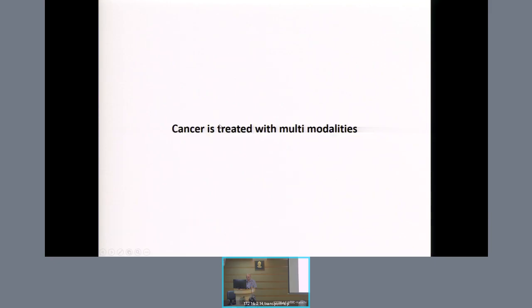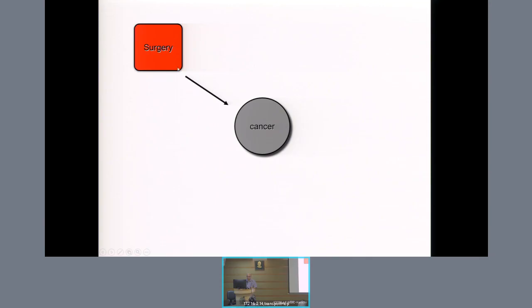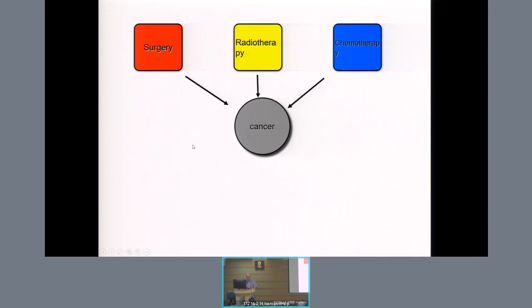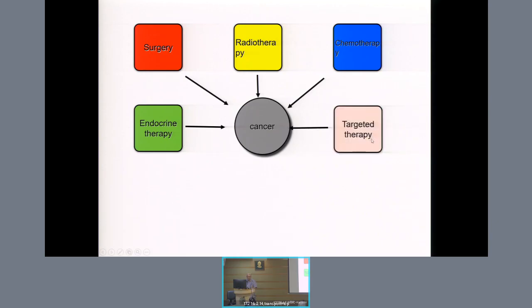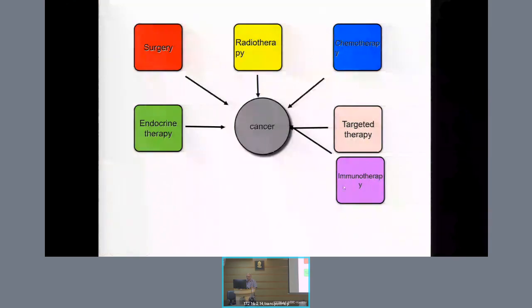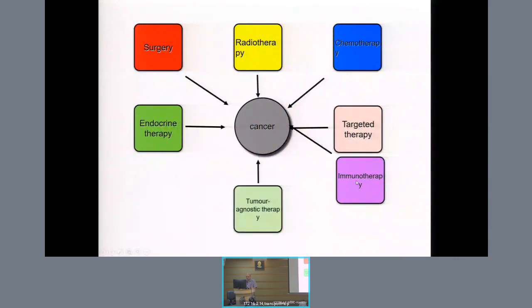Now, how do we plan the treatment? We treat cancer with different modalities. Say this is a cancer, we have surgery, we have radiotherapy, we have chemotherapy, the conventional chemotherapy which is toxic, notorious. Then we have endocrine therapy, which is very straightforward and without any toxic effects. Then is the targeted therapy. Targeted therapy is given by monoclonal antibody or small molecule inhibitors, and here we target specific molecules in cancer. Then is immunotherapy. This immunotherapy has revolutionized the oncology practice over the last 10-15 years, and this is being used in most of the cancers. Then there is tumor agnostic therapy. This is also interesting for the last few years.